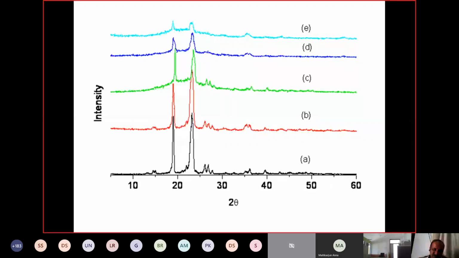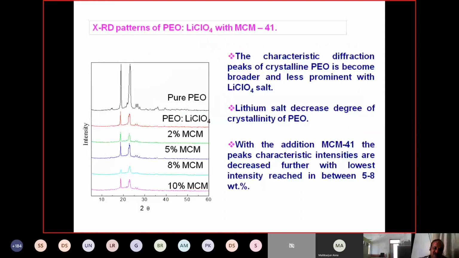So that means what? The amorphous nature is increasing. For another one, MCM41, same thing with the lower angle, less than 10. We have recorded, because here you see that silica oxide, because this is the structure of the MCM41, the XRD pattern of MCM41.